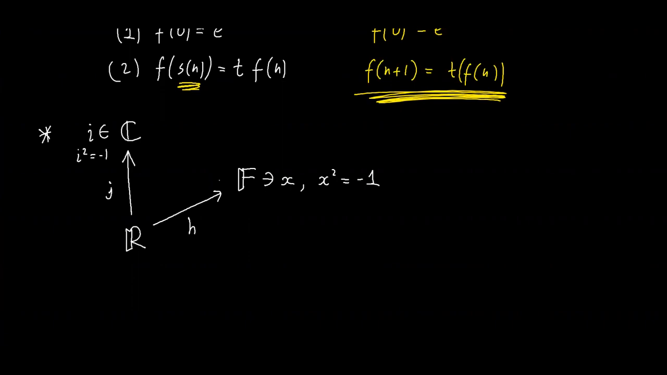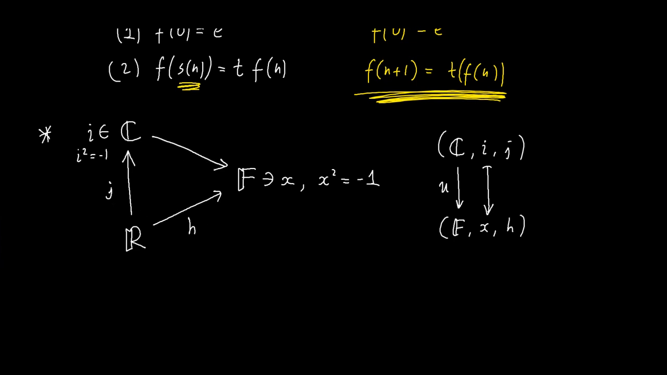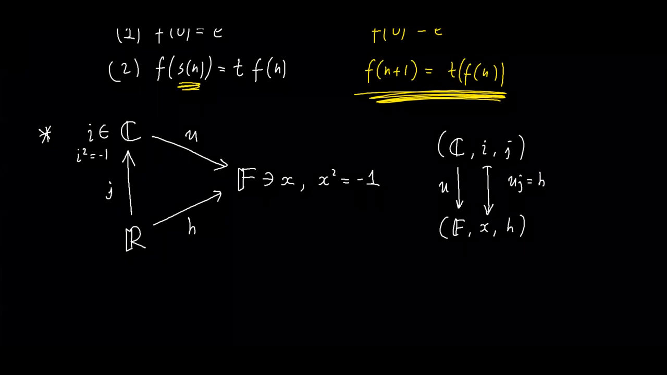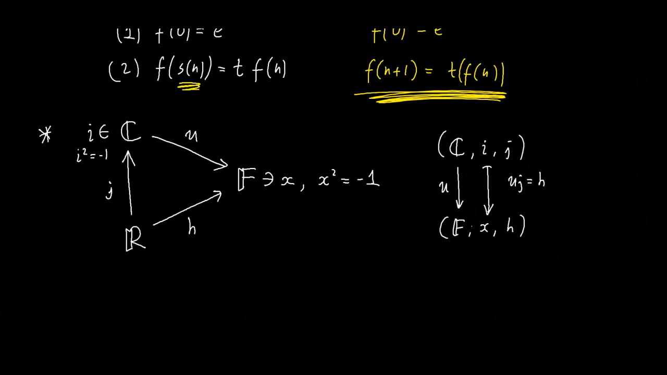So I just build my category, the objects of my category this way. So the objects are systems C, I, J. And if I have another such system F, X, H, then a morphism between them is defined as a field homomorphism, let's call it U, such that U maps I to X. So the chosen solution of x squared equals minus one should be mapped to the chosen solution in the other system. And also this U must interact with J and H in the expected way. So we want this triangle to commute, so we want UJ to equal H. And then it's not difficult to see once again that we get a category out of this.